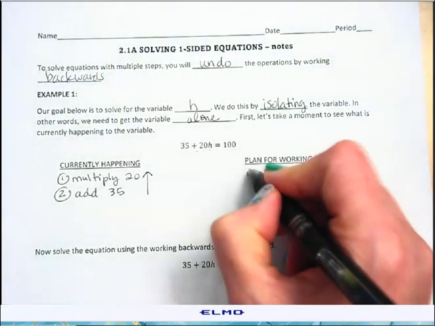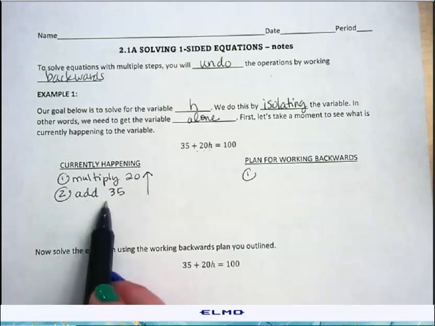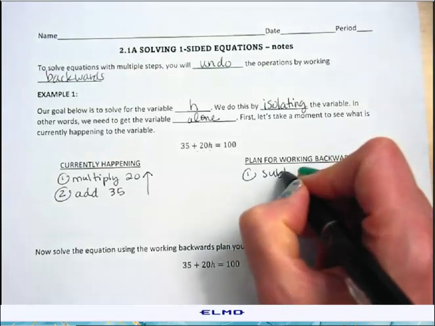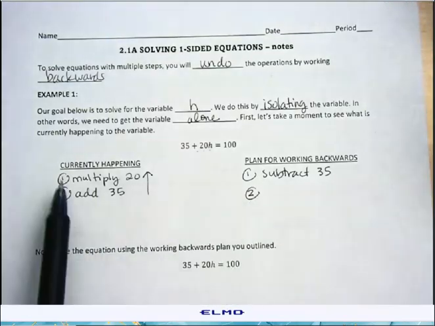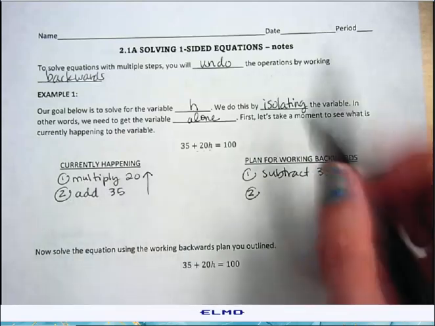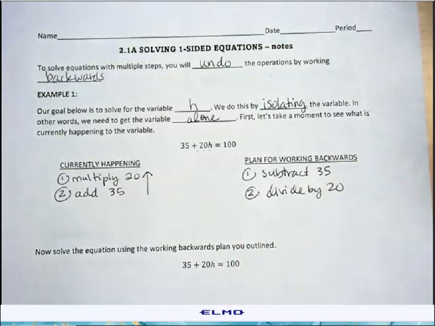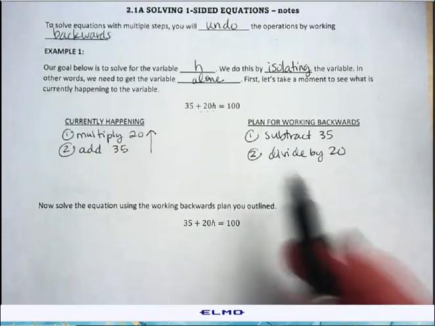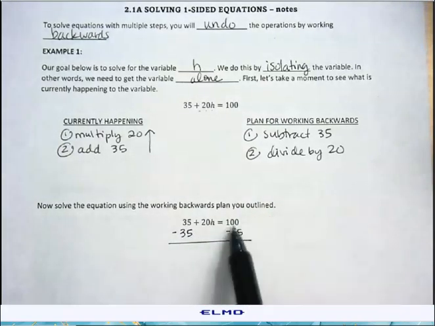So that's what we mean by working backwards. So to work backwards, the first thing we're going to do is the opposite of the last thing happening here. So the opposite of add 35 is subtract 35. And then the second thing we're going to do is undo the first thing we did over here. Multiply by 20. The opposite of that is divide by 20. All right, so we're going to do that now on the equation. We're going to start by subtracting 35 to both sides. Remember, an equation is in balance. The left side and the right side are equal. So to keep them equal, whatever we do to one side, we have to do to the other as well.